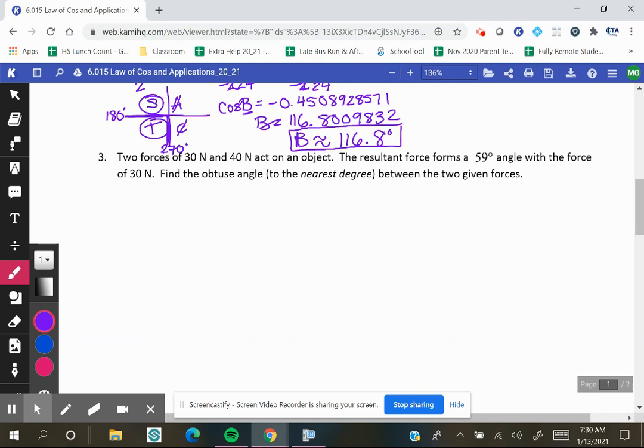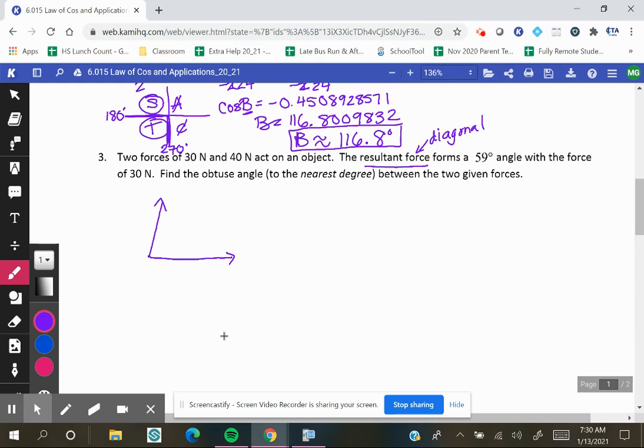Okay, number 3. So these get a little tricky with the force problems. So two forces of 30 newtons and 40 newtons act on an object. The resultant force forms a 59-degree angle. So the resultant is just your diagonal. And whenever you see these force problems, I want you to be drawing a parallelogram. So let's start off with our two forces, and we'll finish reading all the information.